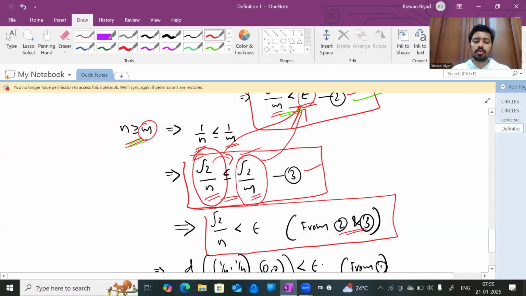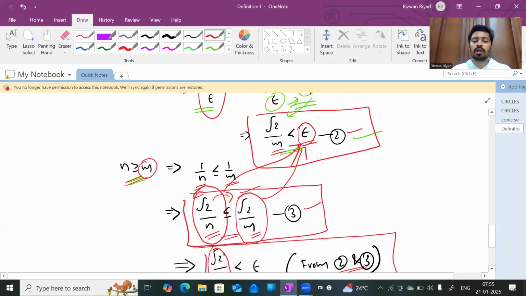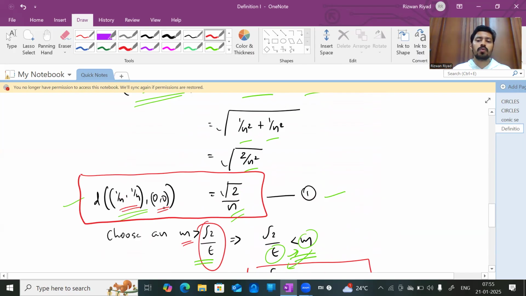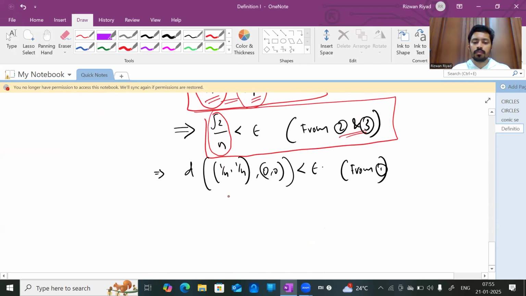Next, what is this root 2 by n? The root 2 by n is nothing but, according to equation 1, the distance between 1 by n, 1 by n and 0, 0. That is root 2 by n. So from equation number 1, instead of this root 2 by n, you can write the distance between 1 by n, 1 by n and 0, 0.